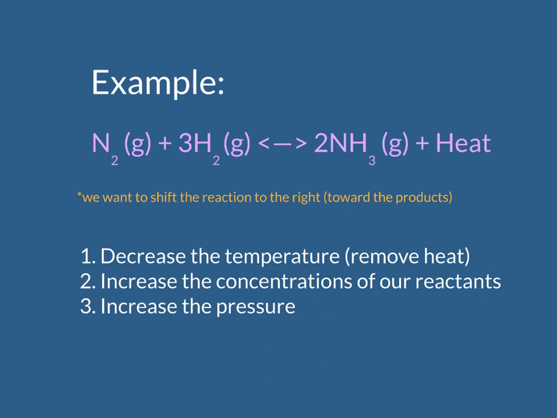Or we could increase the pressure. If we increase the pressure, we increase the collisions. So the reaction is going to want to decrease the number of collisions by making fewer moles. And on our product side, we only have 2 moles, whereas on our reactant side, we have 4 moles.